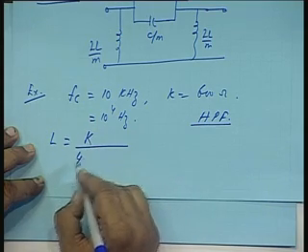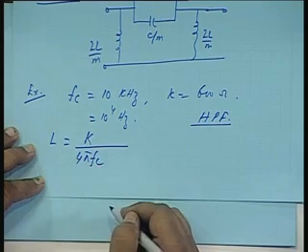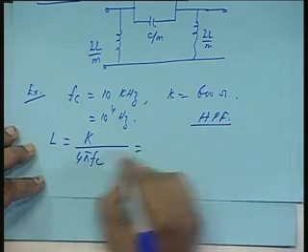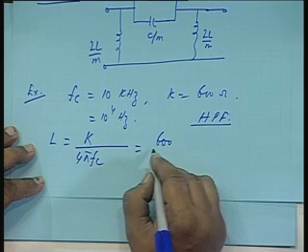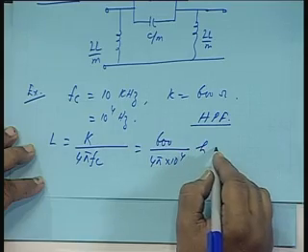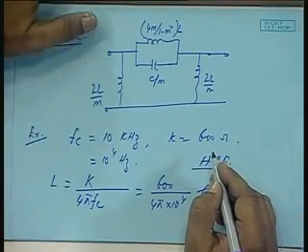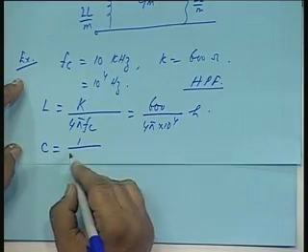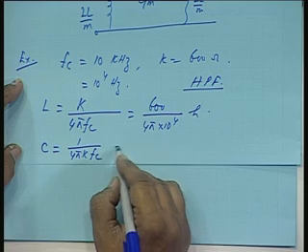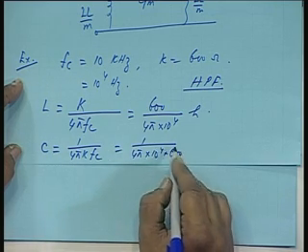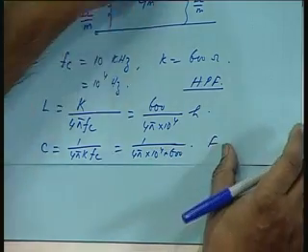For a high pass filter, we saw in terms of K, K means Rk, and Fc, this was the relation. So, L will be 600 by 4 pi into 10 to the power 4, so many Henries. Similarly, capacitance will be 1 by 4 pi K into Fc, that is 1 by 4 pi into 10 to the power 4 into 600, so many farads.